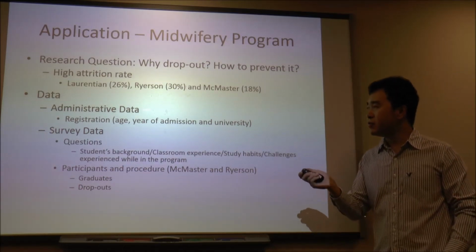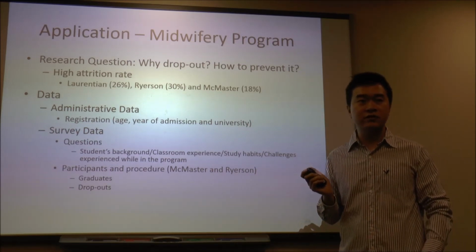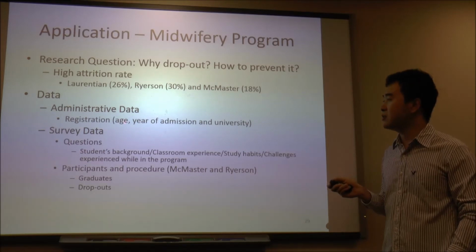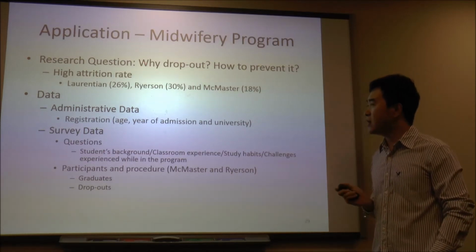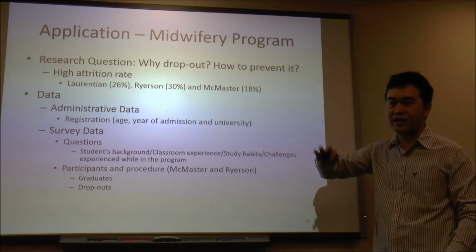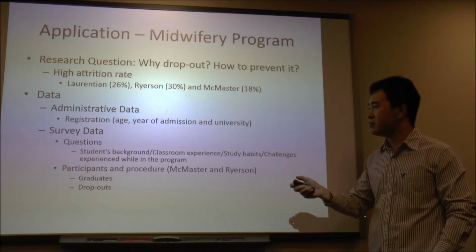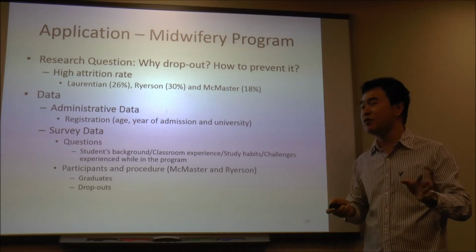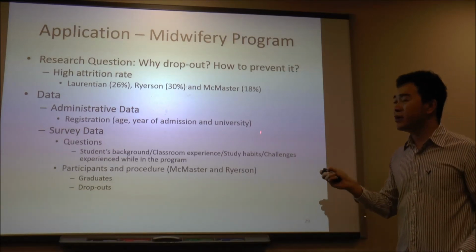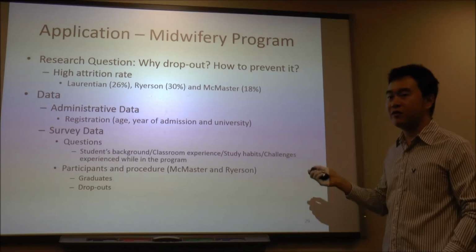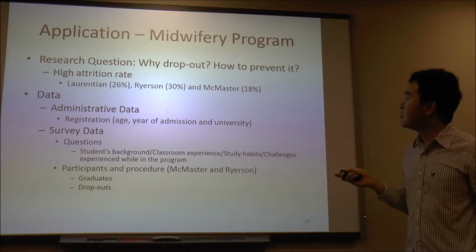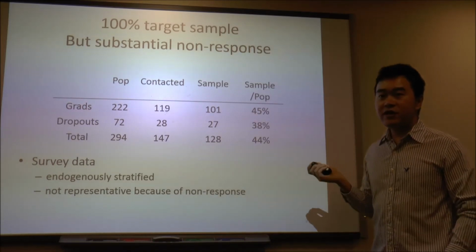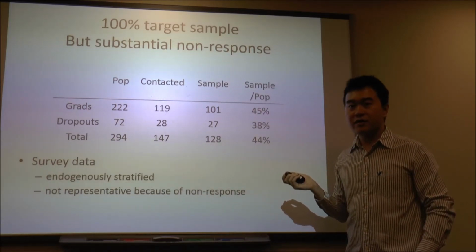At the same time, we have access to the administrative data, but with only quite limited information. We have age, we have the year of admission. It's like an Excel spreadsheet, but because of the confidentiality, we cannot really link. We don't know who is who. We know which university they graduated from or are still in. And this survey data is biased data for sure.